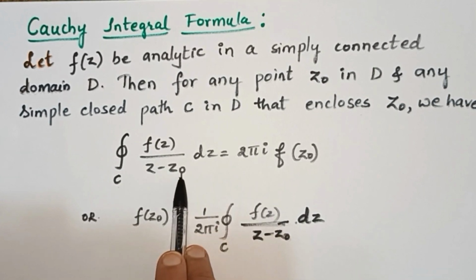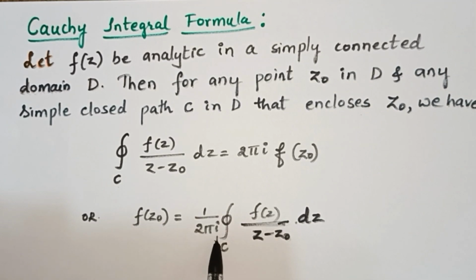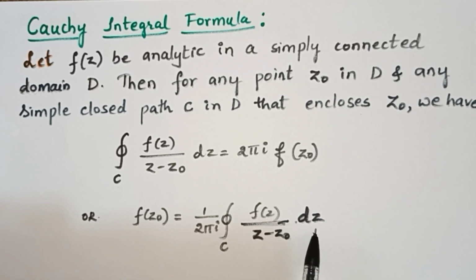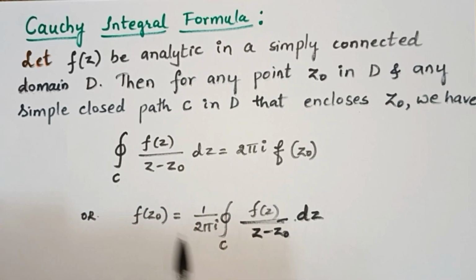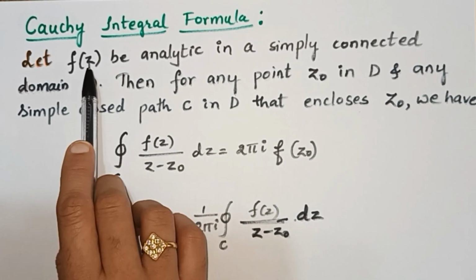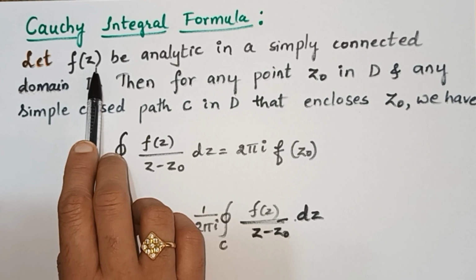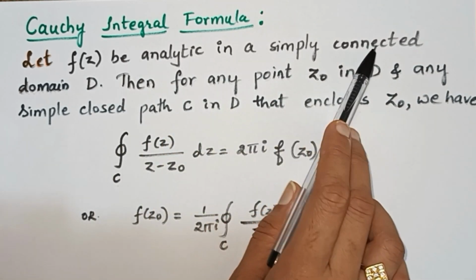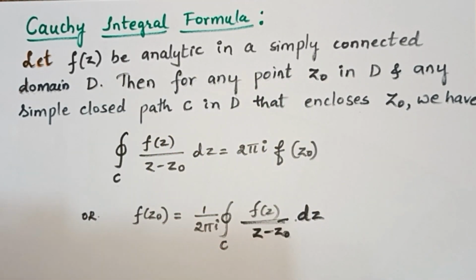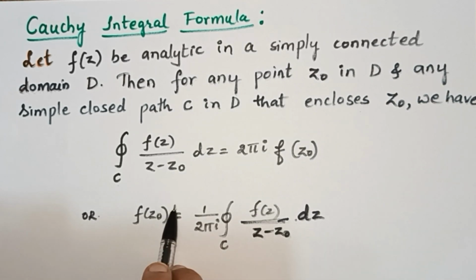So from this formula we can write f of z0 equal to 1 by 2 pi i integral over C f of z by z minus z0 into dz. The condition to apply this integral formula is that the function f of z, whatever you choose, should be analytic in the simply connected domain D. Let us see few examples to understand how to apply the Cauchy integral formula.